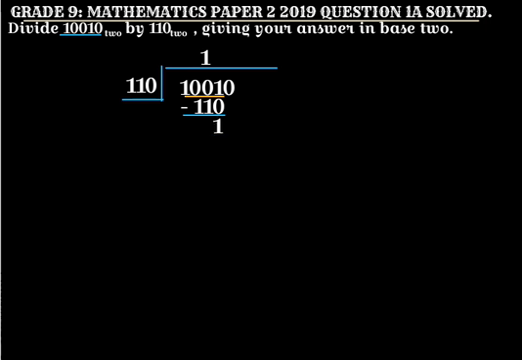Okay, 0 minus 1, it can't. 0 is smaller than 1. So we're going to borrow 1 from the next number. Unfortunately, the next number is also 0. So we are going to borrow 1 from the one at the far left. We cancel that 1. When we borrow 1 in base 2, that means we have borrowed 2.